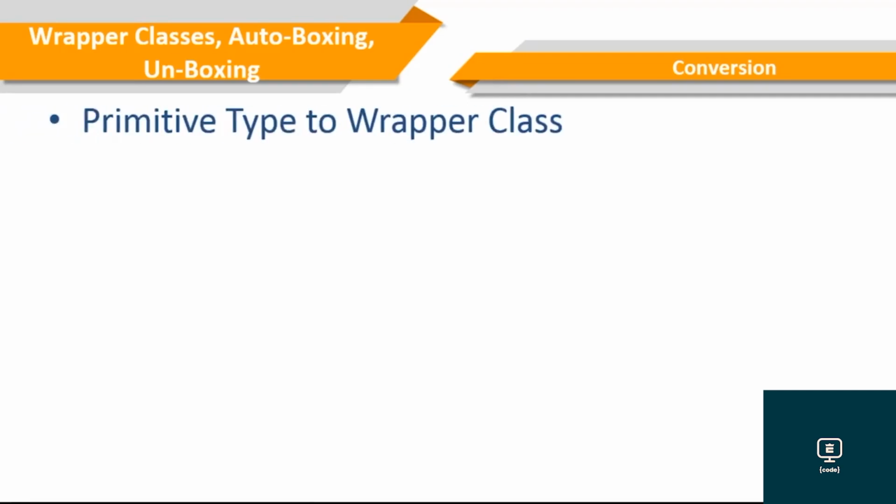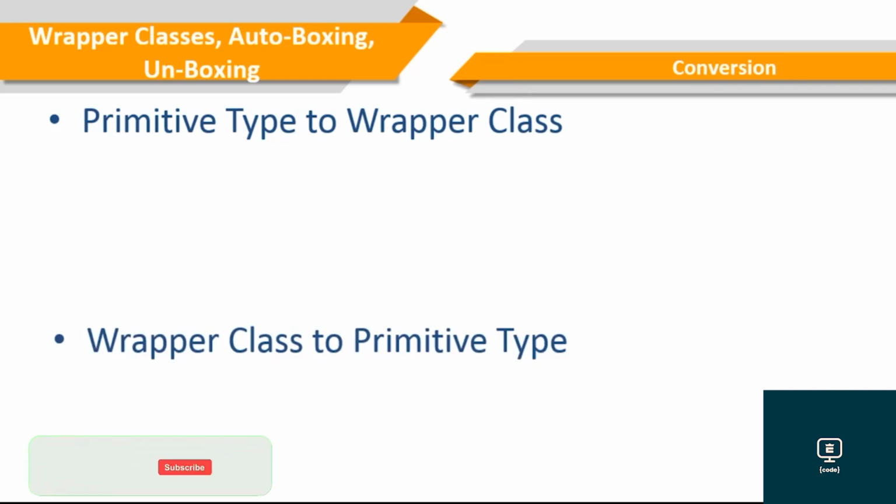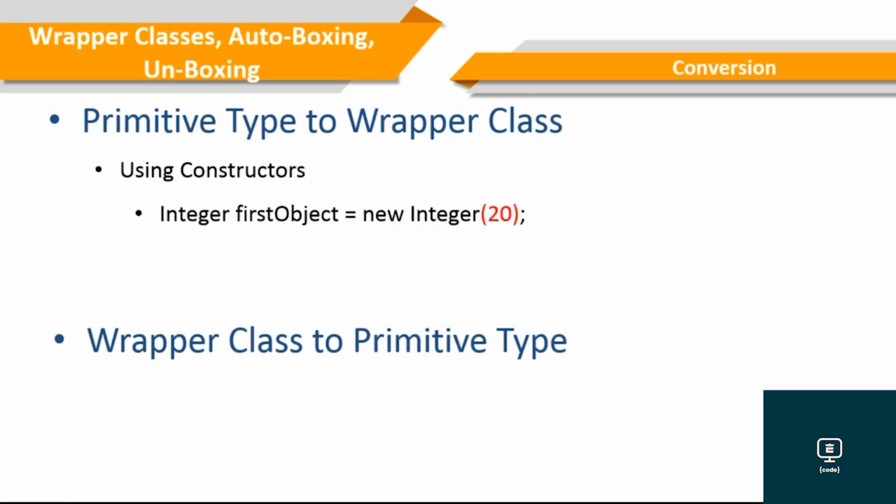Conversion. So we basically have two types of conversion. The first one is primitive type to the wrapper class, and the second one is the wrapper class to primitive type. In the first type, we use two different ways for converting a primitive type into an object of the corresponding wrapper class. The first way is by using a constructor. As you see here in the example, we use the constructor of the Integer wrapper class to convert the int primitive type to the Integer wrapper class.